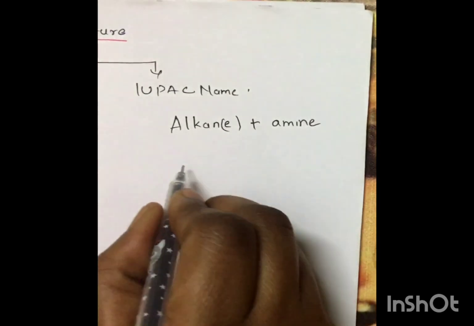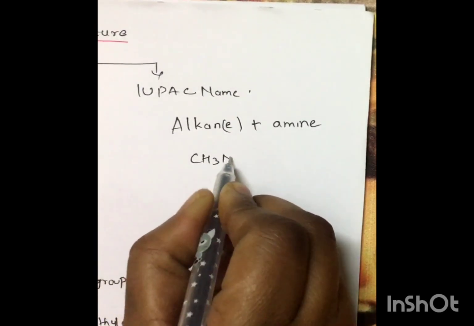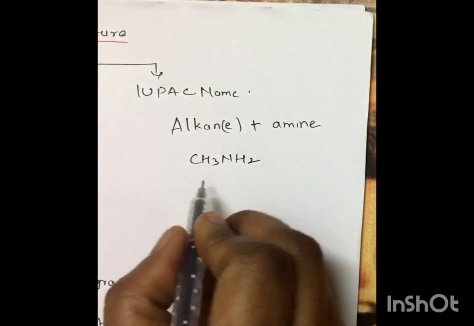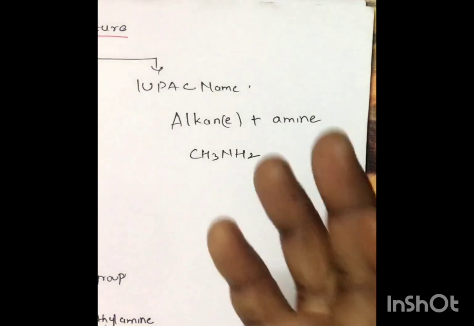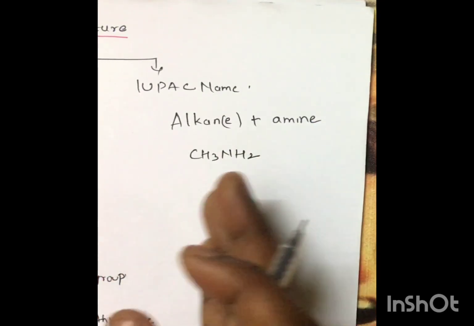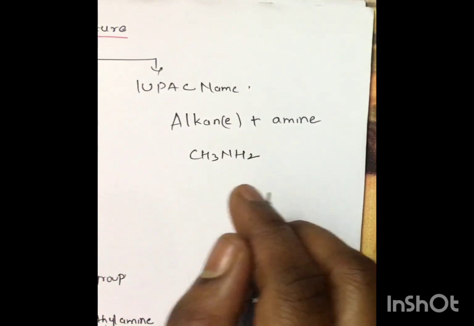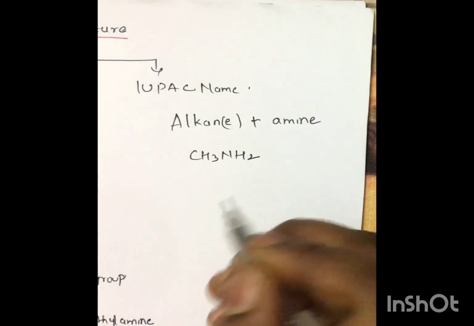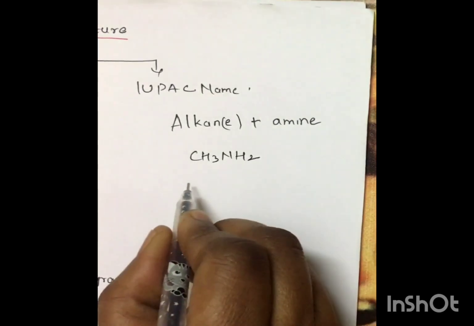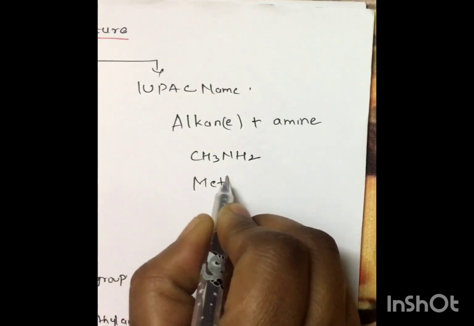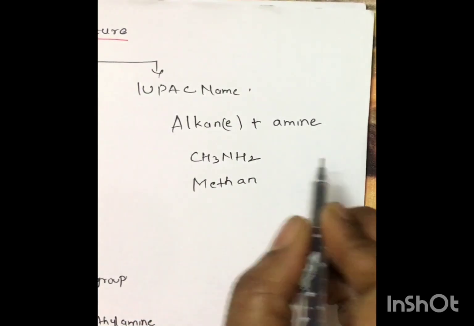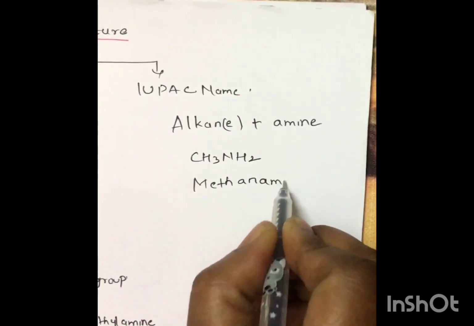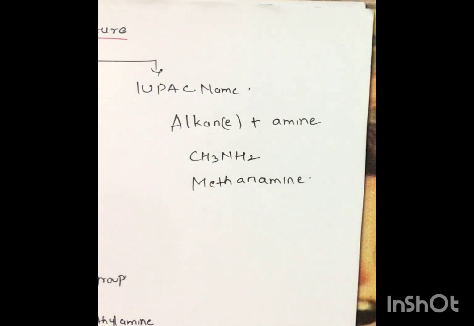Let us see one example like CH3NH2. CH3 is the methyl group, but the respective alkane name, when it has one more hydrogen, is methane. So, from methane we remove E, and we add amine. So, methanamine. Methanamine is the name.